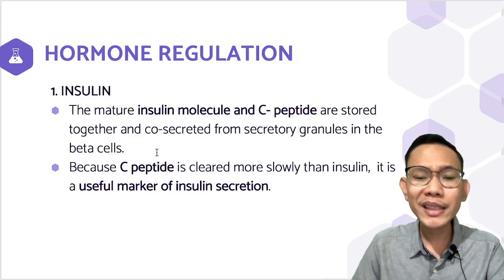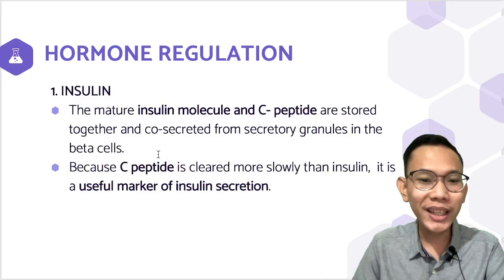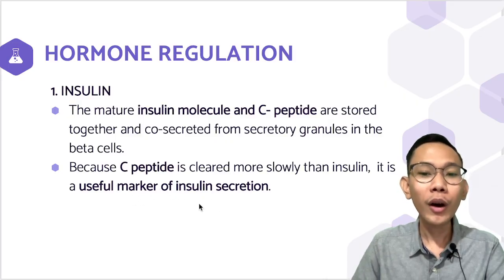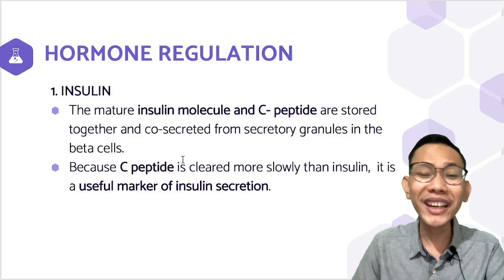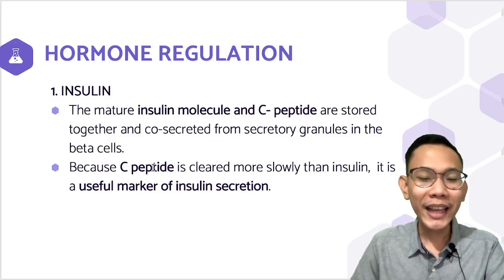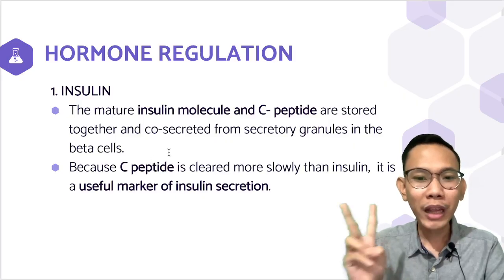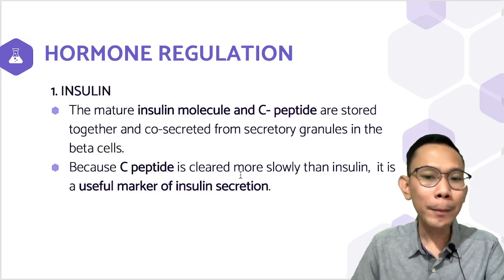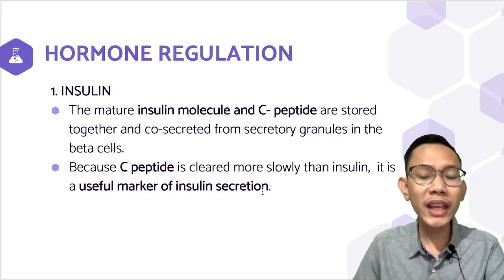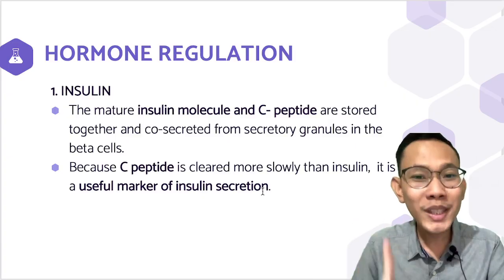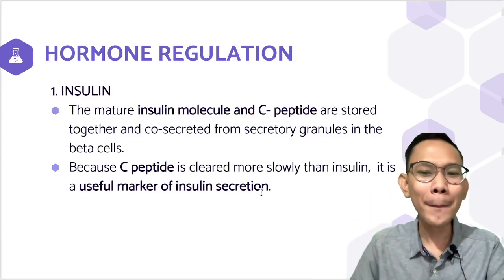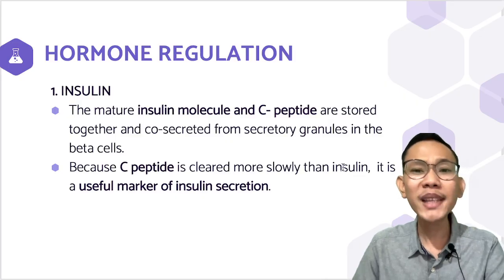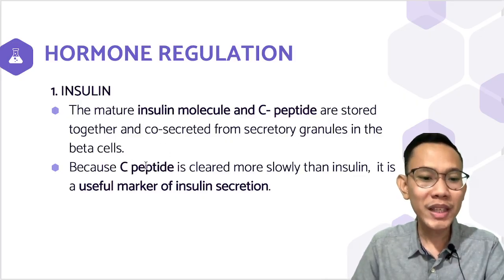Because C-peptide is cleared more slowly than insulin, it is now a useful marker of your insulin secretion. That's why nire-request namin yung C-peptide. Again, ha, always remember that dalawa ang nare-release, not just your insulin but also your C-peptide. And mas slowly na metabolize or nakiklear ang ating C-peptide. So therefore, this will now be a useful marker of insulin secretion rather than using insulin itself. Kasi nga, mas mabilis na ma-metabolize ang insulin versus your C-peptide.